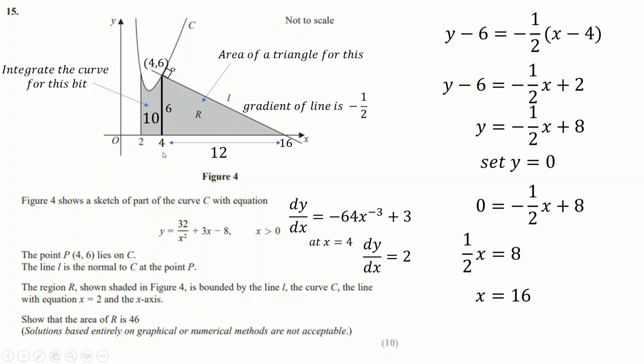The plan is all coming together now, and now we have a half times 6 times 12 for our area of this triangle. It's just a half times 6 times 12, which is 6 times 6, which is 36. This area is 36. Add it to the 10, and we get our answer of 46.